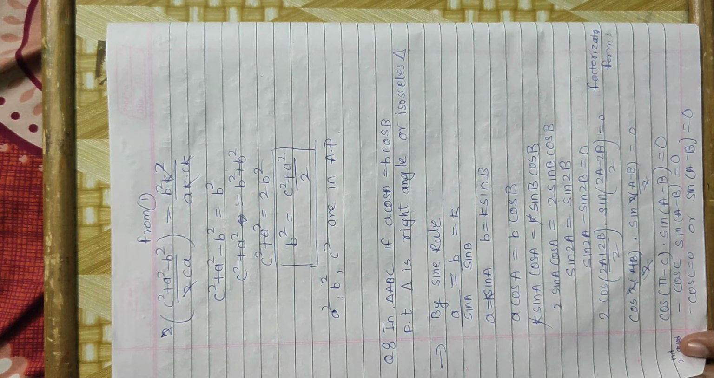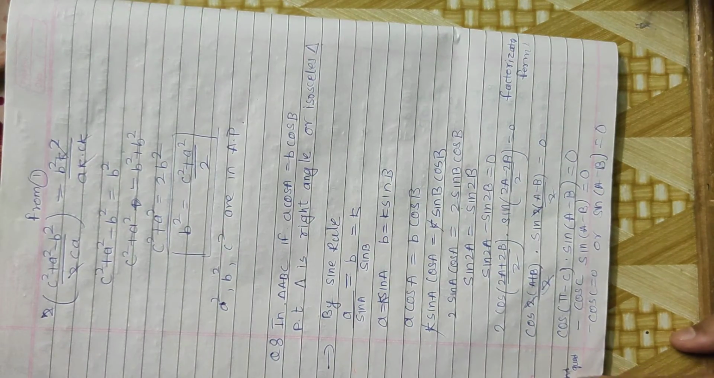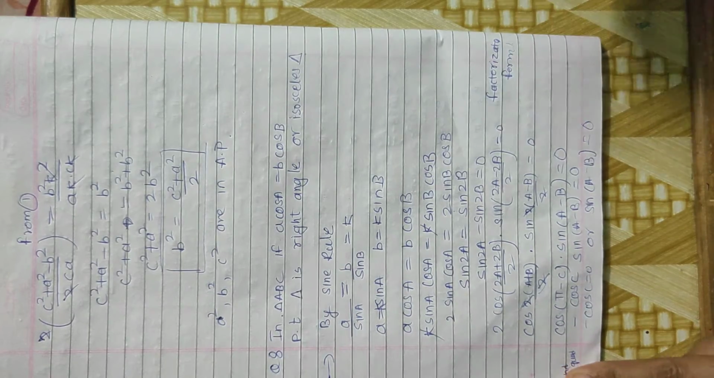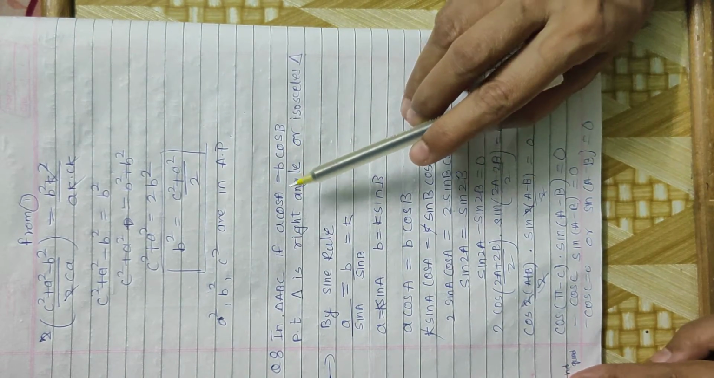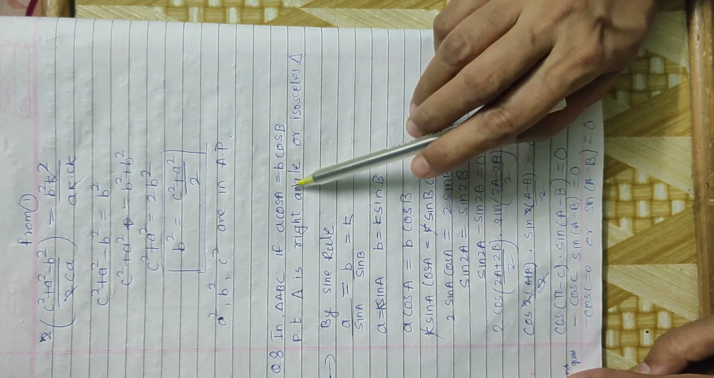Now, see question number 8. In triangle ABC, if A cos A is equal to B cos B, prove that the triangle is a right angle or an isosceles triangle. Right angle means you have to prove that one angle is 90 degrees. So see here A is there and here B is there.